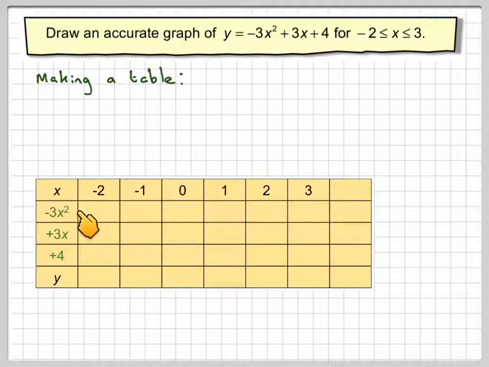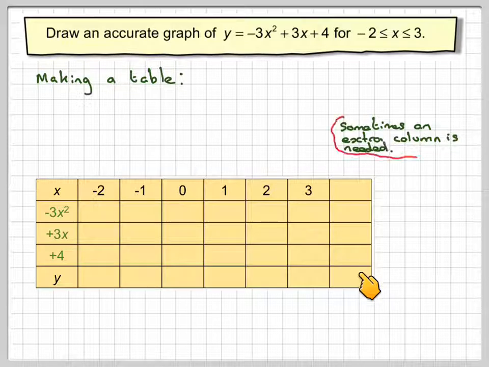And if we want to make the table, here we've got x, and as we're doing it from minus 2 to 3, we've got minus 2, minus 1, 0, 1, 2, 3. So we're putting in integer values. Now sometimes in an exam this table's given to you. We will have an extra column here. We might or might not need it. We'll have a look at this later.